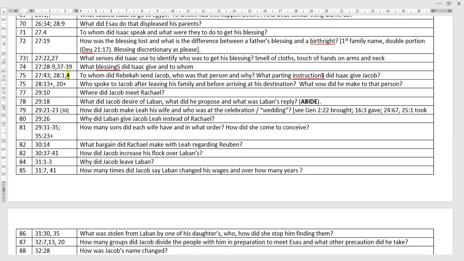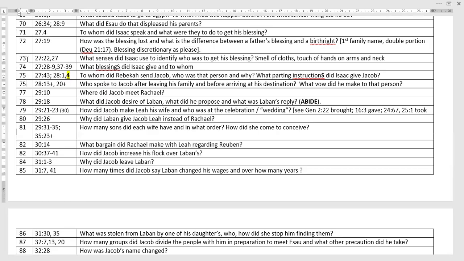What parting instructions did Isaac give Jacob? Let's go to chapter 28, verse 4. And give thee the blessings of Abraham, to thee and to thy seed with thee, that thou mayest inherit the land. So you've got to read the whole thing, but I won't read the whole thing. Just read a blessing.